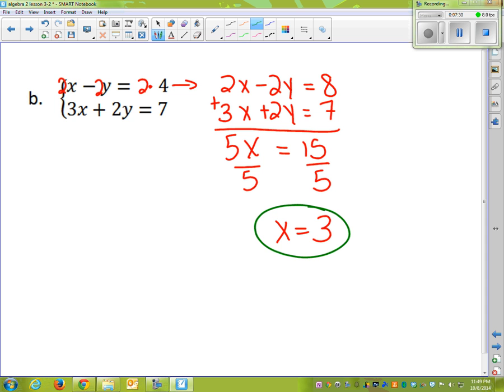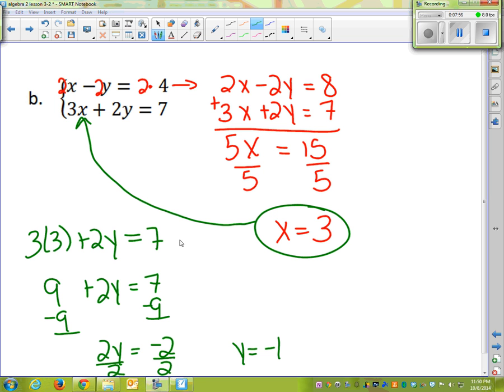Now to solve for y, take the 3, put it back into one of the equations. This is called back substitution. Substitute it back into one of the originals. So I get 3x, which is 3 times 3, plus 2y equals 7. And now I can solve for y. Here's my solution, getting me to what y is equal to.